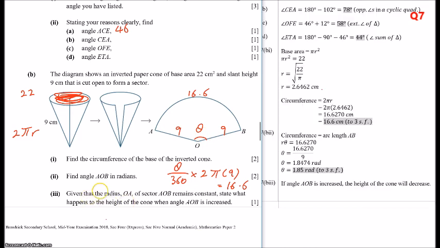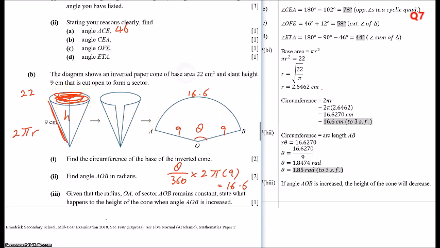For the last part, it says that if the radius OA of the sector remains constant, so that one cannot change, state what happens to the height when the angle is increased. So if this gets bigger, what happens to this height? This is the height that we're talking about, and this one cannot change. So you imagine what happens when this angle gets bigger. There's only one thing that happens. This whole thing gets bigger, which means this circle gets bigger.